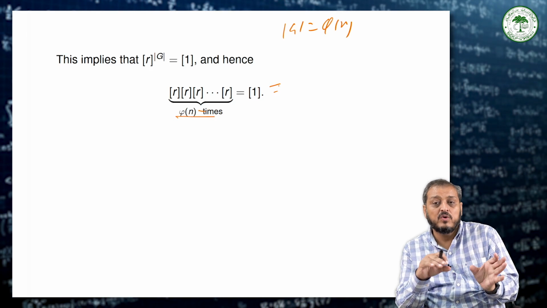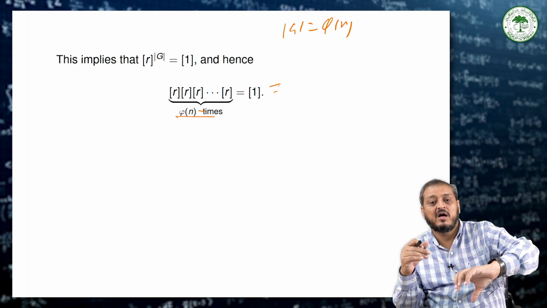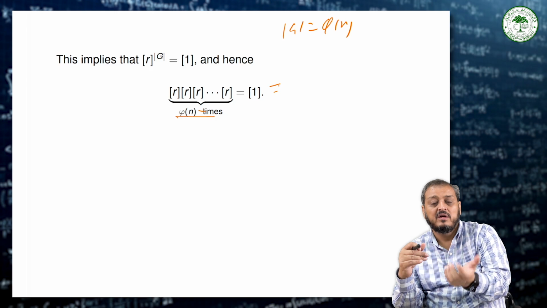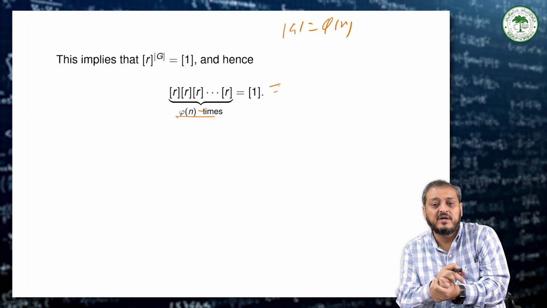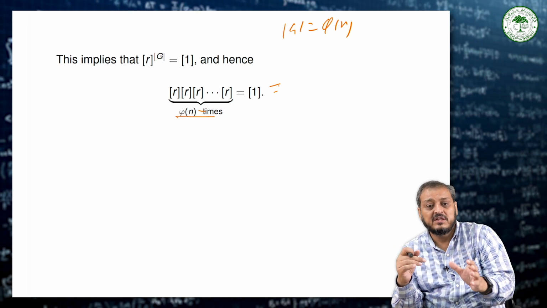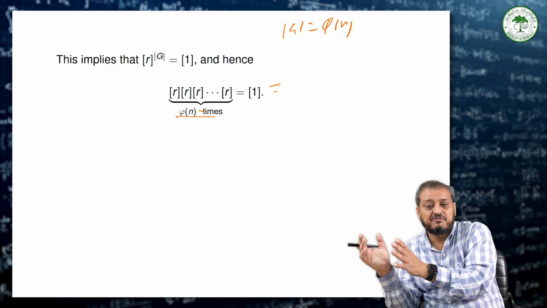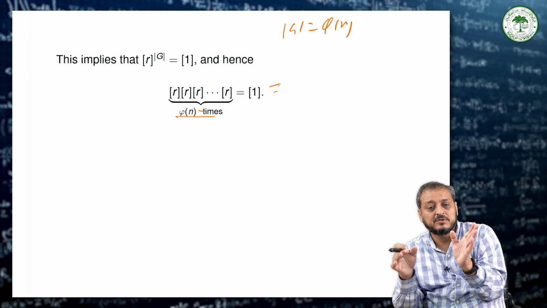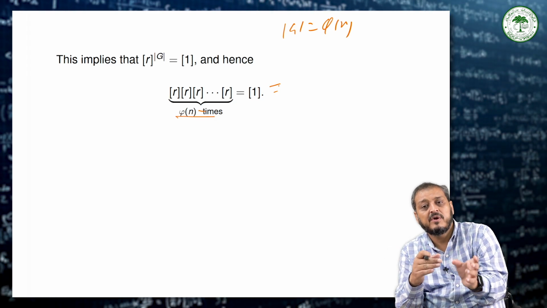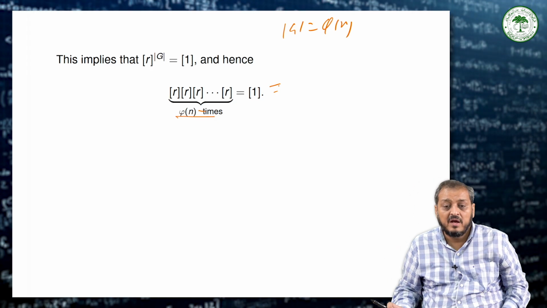So this means the equivalence class of a^r, because the equivalence class of r to the power G is equal to the equivalence class of the identity. Then we can say that this r to the power of the order of a G, because the order of a G has phi(n) elements. This means the equivalence class of a^r can be written phi(n) times.